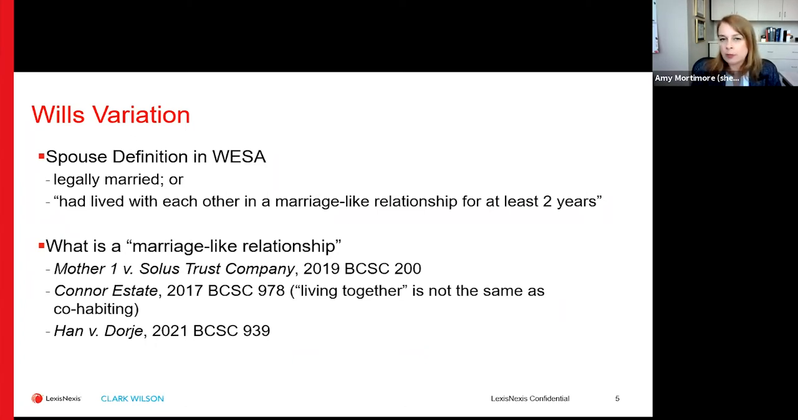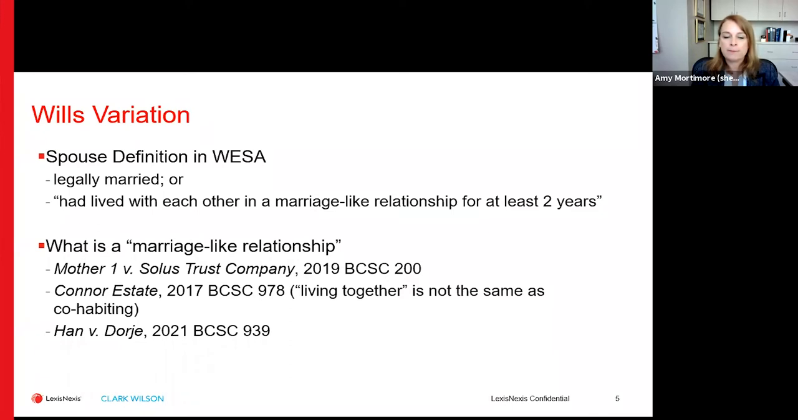And I think that's important, particularly for LATs, living apart together. We're seeing that a lot more frequently in British Columbia and perhaps elsewhere in the country. And this is a trend that we're going to continue to see and continue to grapple with. So we've put this case in here to perhaps help you if that's one of your cases.